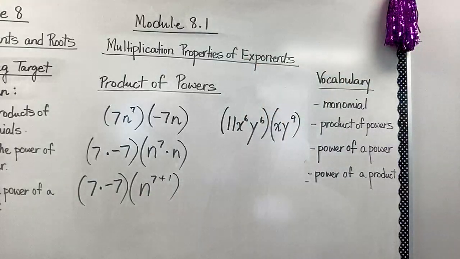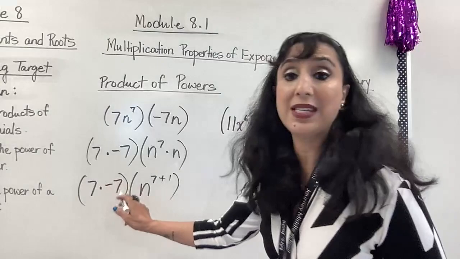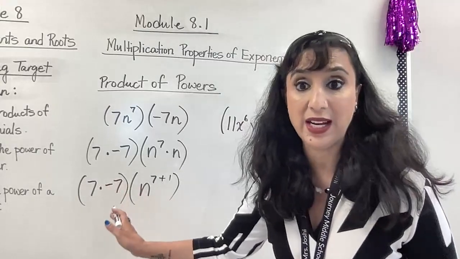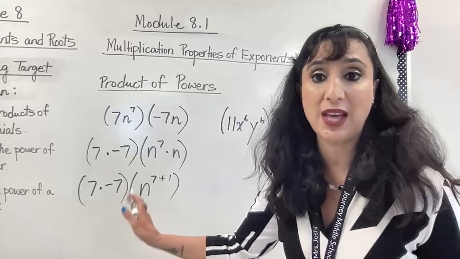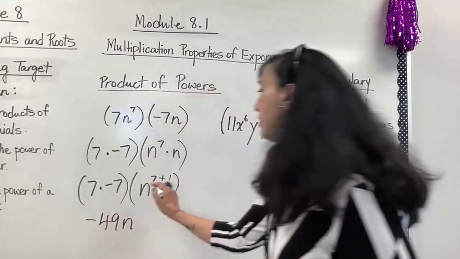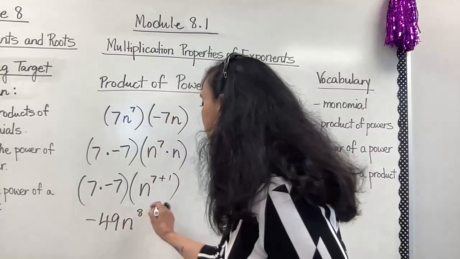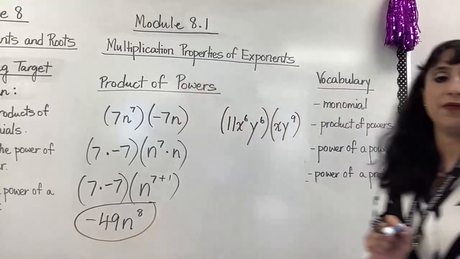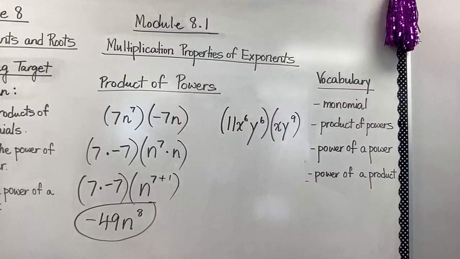And then I have positive times negative is going to give me a negative product. So 7 times -7 is -49, and n, 7 plus 1, and that is to the 8th power. So here we go, and there is my answer.